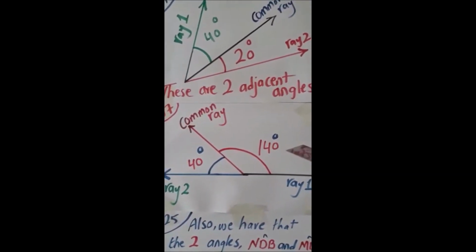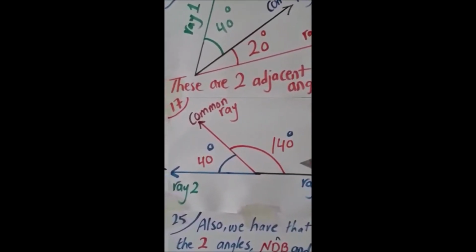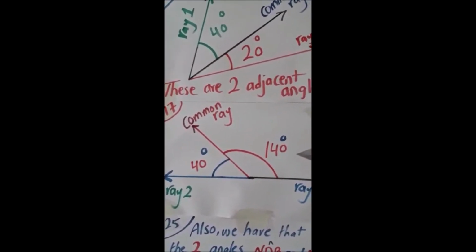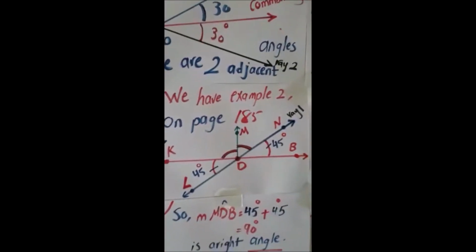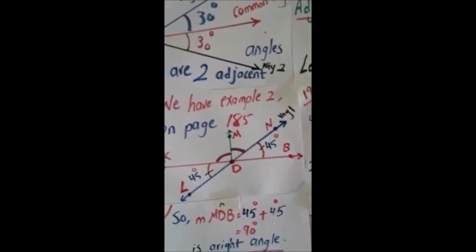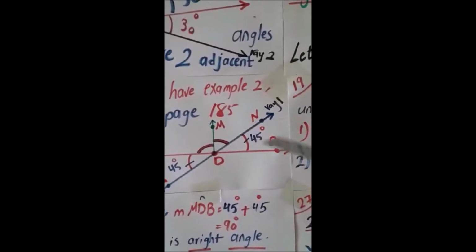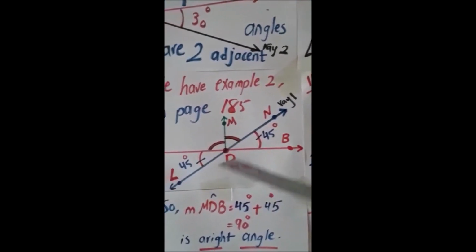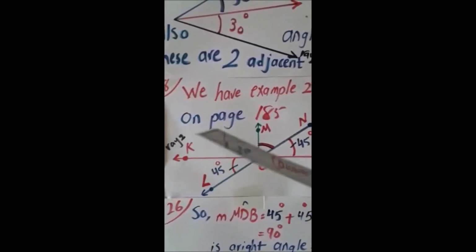If you add 140 and 40, what will you get? You will get 180. So this example is also about adjacent supplementary angles. Guys, we have an example in your book, example 2 on page 185. As you see, here we have many letters: K, L, D, M, N, B. We have two angles, 45 and 45. Here it is written ray 1, here it is written ray 2.